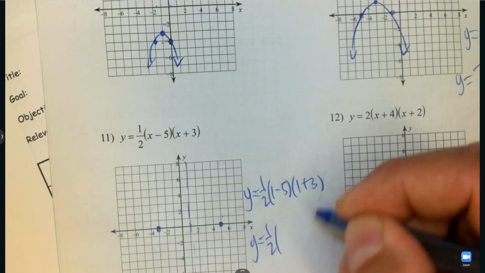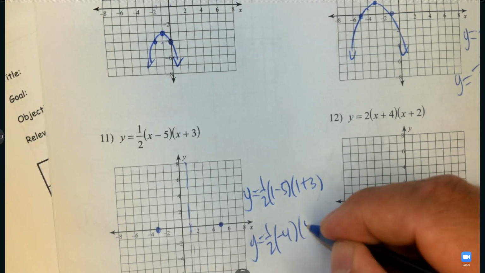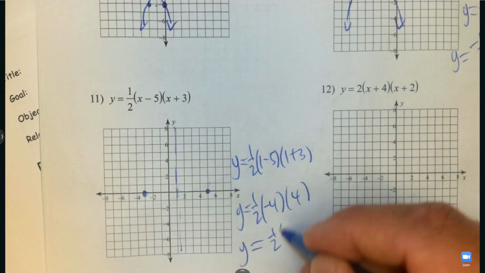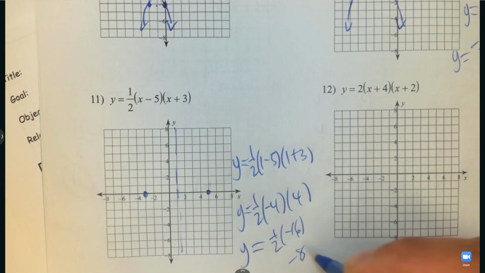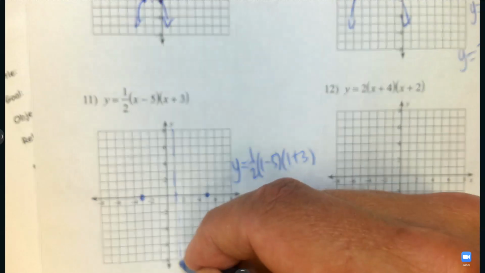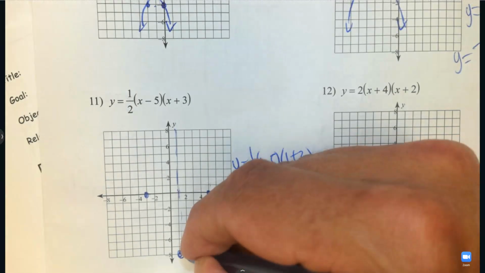So that's 1/2, that's negative 4. This is going to be nicer. So if I put this together, that's half of negative 16. That's negative 8. So find where negative 8 is, here in the middle, right there at the bottom, and then draw your parabola. Curve it up like a U.